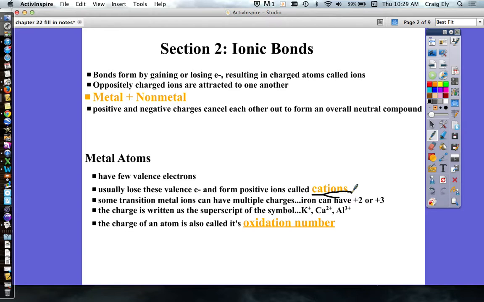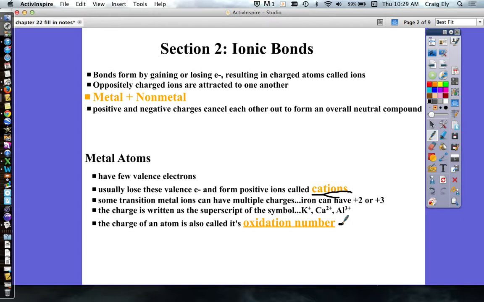The plus sign itself accounts for that 1. All right, and then you have +2, +3, so on and so forth. Okay, here's something else that's new. A charged atom, or the charge on an atom, is also called the atom's oxidation number. You need to know that as well, okay, the oxidation number.